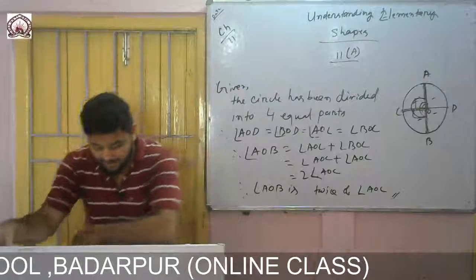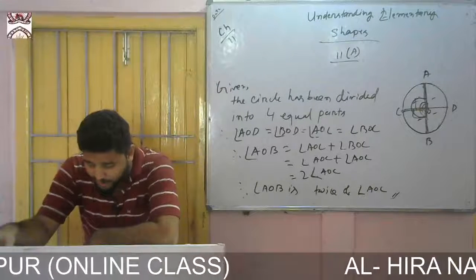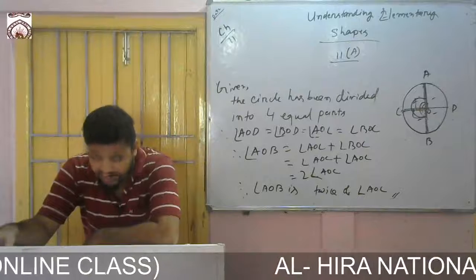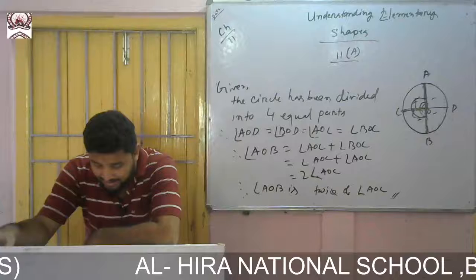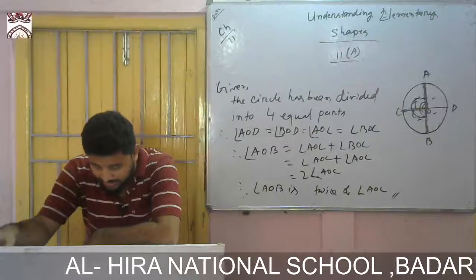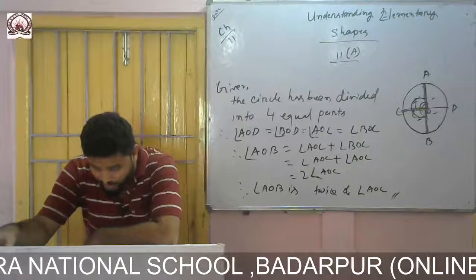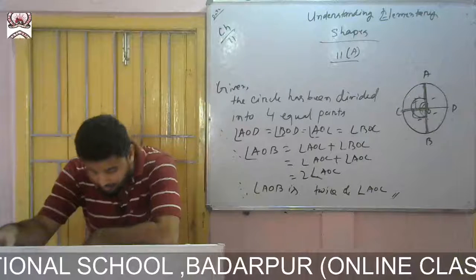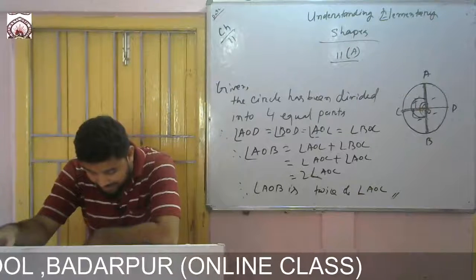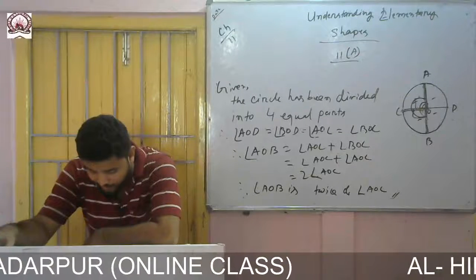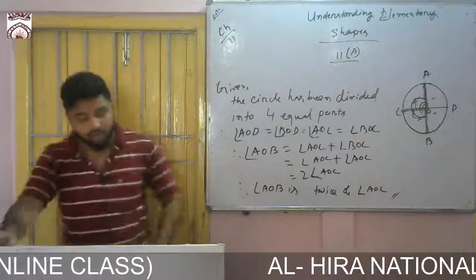Now come to question number 3. See the figure. The circle is divided into 16 equal parts. Find angle A1OA2, A1OA3, A1OA5. How many times is the angle A1OA12 of the angle A1OA2?